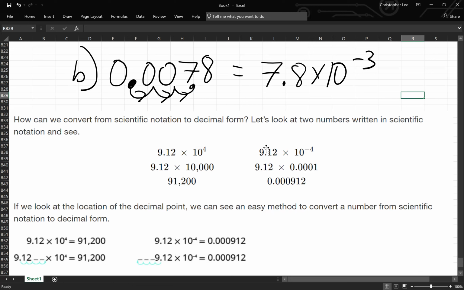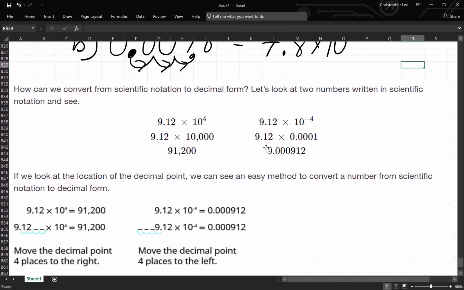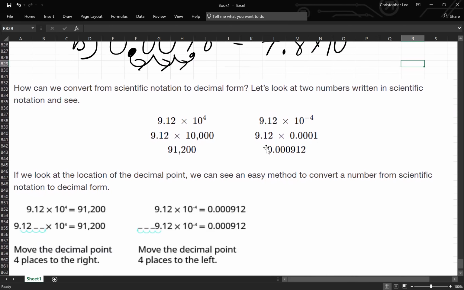I have 9.12 times 10 to the negative fourth power, right? Which means what? 9.12 times 0.0001, or 0.000912, right? If we look at the location of the decimal point, we can see an easy method to convert a number from scientific notation to the decimal form, right?